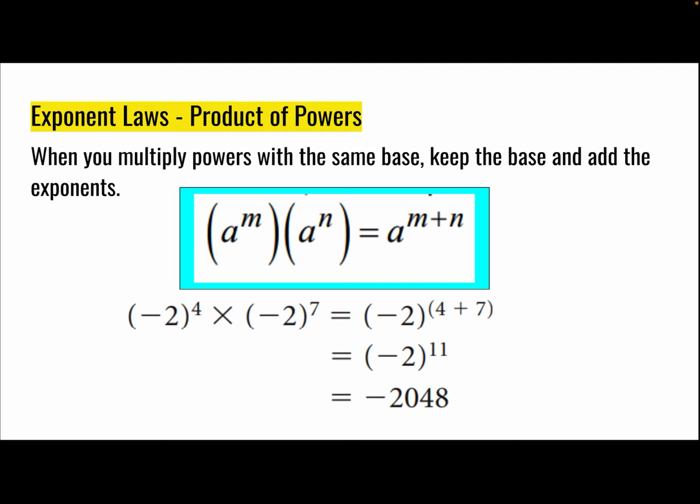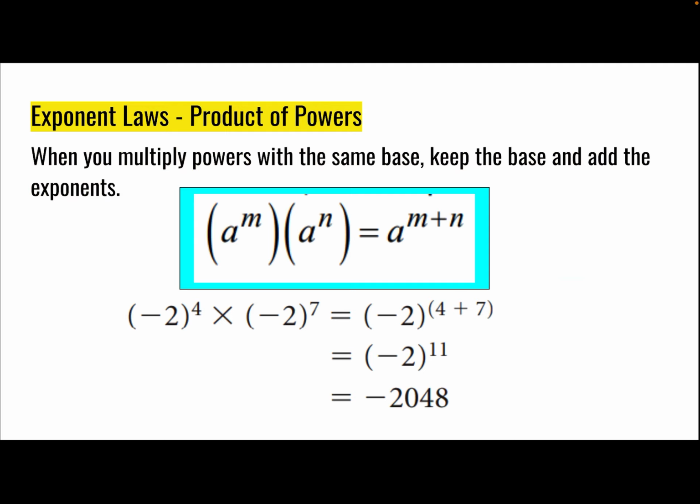So now we're moving into exponent laws. The first exponent law we looked at was product of powers. When you multiply powers with the same base, we keep the base and add the exponents. So here in our example, both of these exponents, a to the m and a to the n, have a base of a. So we're going to keep that a as we multiply them. So we keep the a as the base, and we add those two exponents, m plus n. That's the expression of that exponent law, the product of powers.